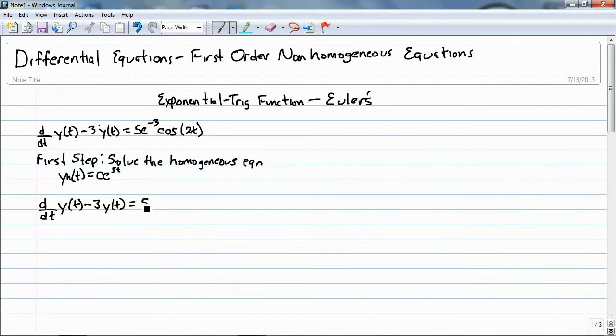So we're going to have our original term cosine 2t, and we're going to add 5j e to the negative 3t sine 2t.